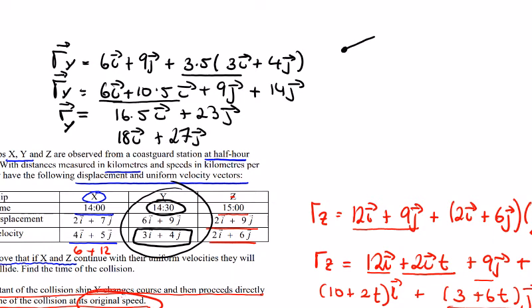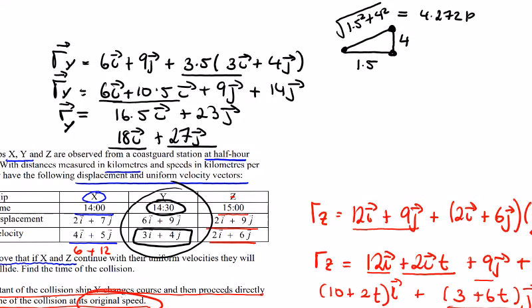So one vector is here and one vector is here. How far apart are they? Well, what's the difference in the i direction? It's 1.5 we can see here. And the change in the j direction is 4. So we're looking for the square root. This will give us the distance between them. The square root of 1.5 squared plus 4 squared is equal to 4.272, which will be kilometers. So that's the distance away.